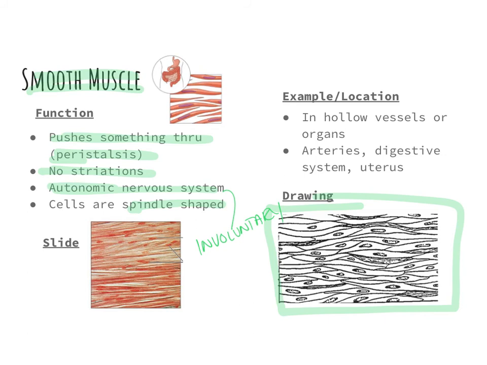And I mentioned that it's in your digestive system. Basically, it's in any hollow vessel or organ that you have. So vessel meaning your arteries. Your arteries have smooth muscle in the walls of them. For example, if your blood pressure gets really low, the smooth muscle will start to contract in your arteries to push the blood through the body. It's also in your digestive system, which we talked about. And then your uterus for females, that's what will help to push the baby out during labor.